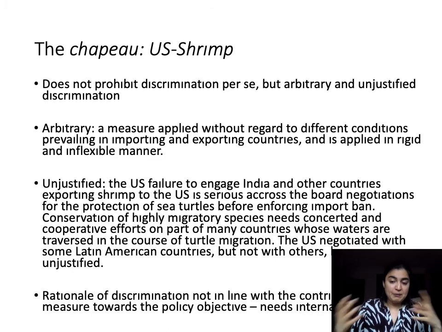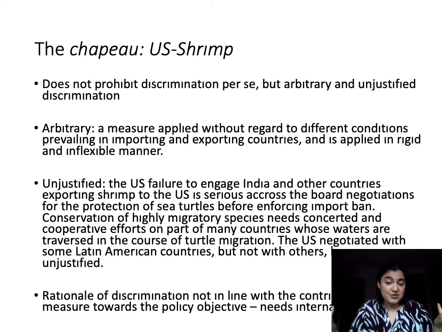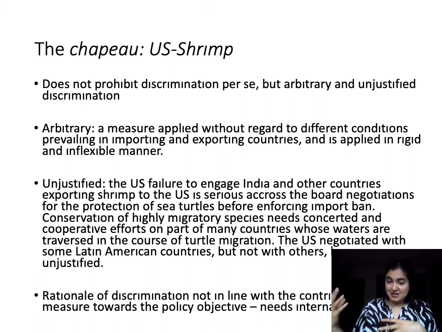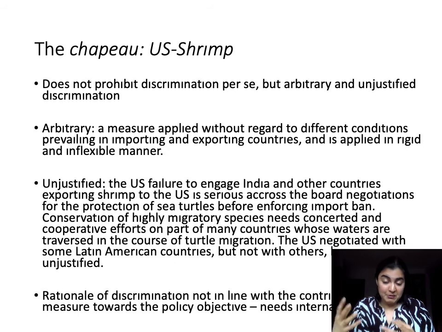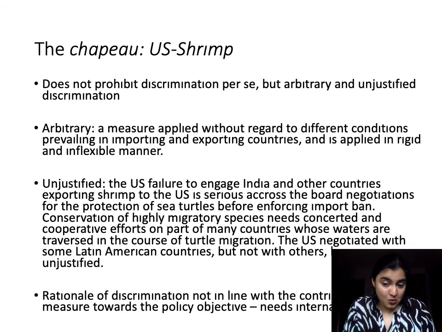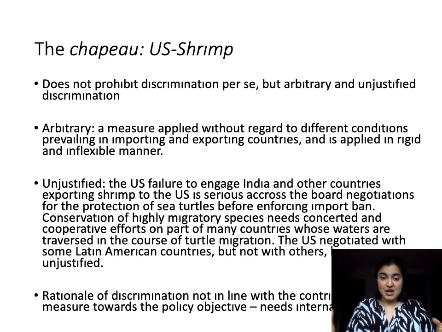And if you remember, the parties in the US shrimp case had very different conditions, right? The respondent in this case is a developed country with huge wealth of resources, but the complainants were developing, poor, emerging economies in South Asia with less wealth of resources. So there were different conditions, and therefore the court said that the US applied this measure without any regard to different conditions prevailing in different countries. It did not understand that maybe the fisheries industry in the US could afford using TED, but the developing countries in South Asia cannot afford this fishing technology. And the measure was applied in a very rigid and inflexible way. That's also why they called it arbitrary in nature.